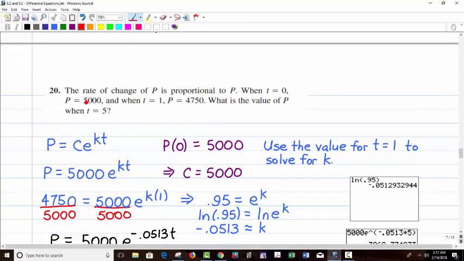So t equals 0 tells me p equals 5,000. So right off the bat, I know that c will be 5,000 because it's whatever p is. You can actually plug it in there and see, because if t is 0, e to the 0 will be 1. So 5,000 equals c. That's why that would be correct. But here's where the t equals 1, p equals 4,750 comes in. That's how we're going to get our value k. Now you can already see by looking at these numbers, this is going to be a decay model because the value of p is decreasing, so k is going to be negative.